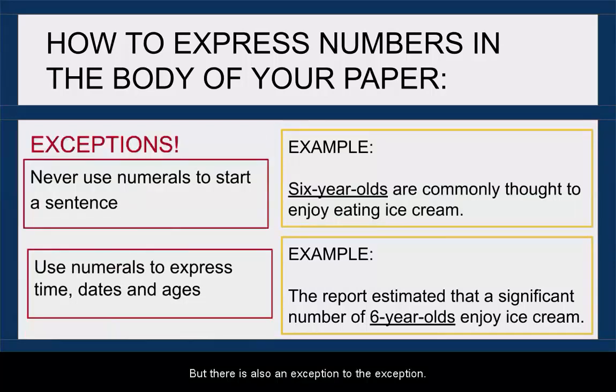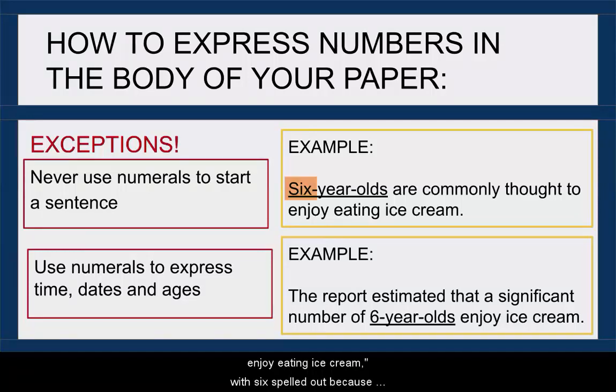But there is also an exception to the exception. You never use numerals to start a sentence. You always write it out as words. An example is 6-year-olds are commonly thought to enjoy eating ice cream, with 6 spelled out because it's the first word in the sentence.